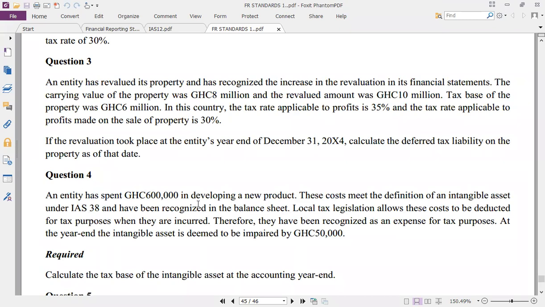So let's see the question. Question 3 is about revaluation. So probably after we are done with revaluation, I will explain how the tax should be treated. But we need to know how to treat revaluation first before we can do the tax on it, which will be the next standard.